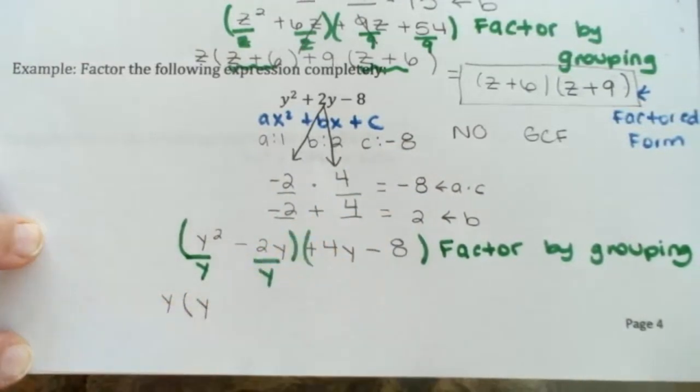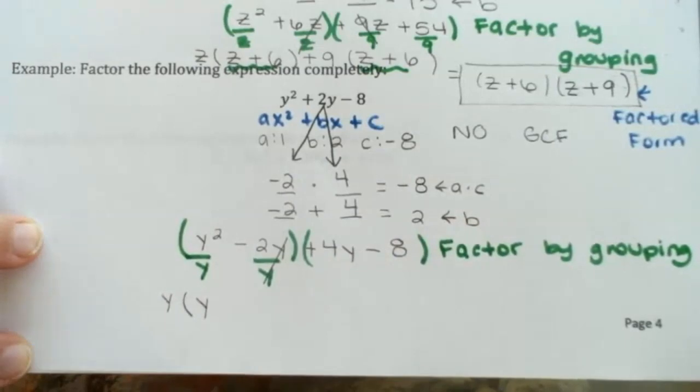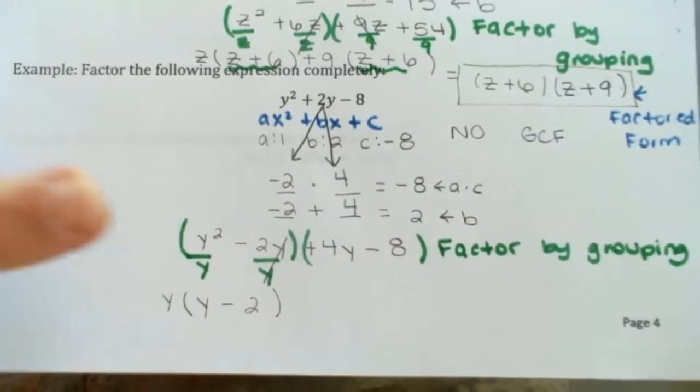Y squared divided by y means we're left with 1y. Negative 2y divided by y, our y's cancel out, we're left with negative 2. So y times y minus 2.